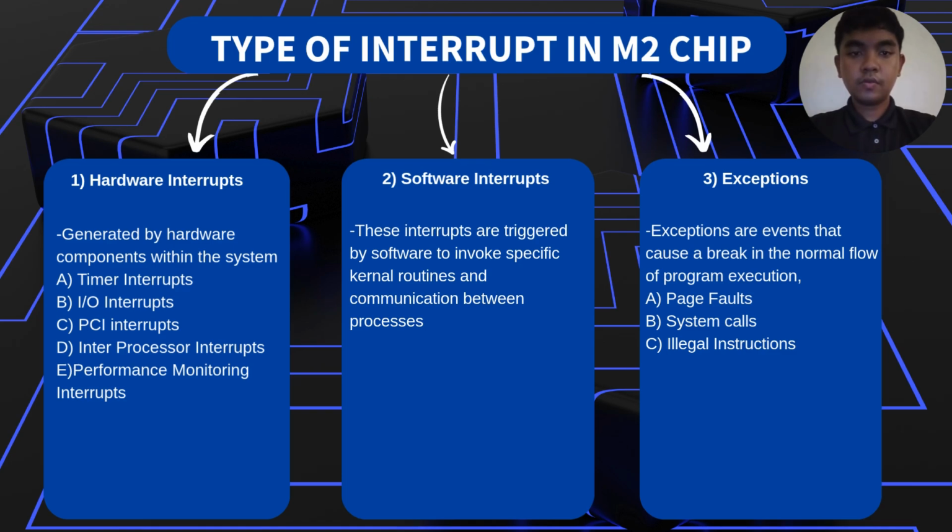Second, software interrupts. These interrupts are triggered by software to invoke specific kernel routines and communication between processors. And the third, exception. Exceptions are events that cause a break in the normal flow of program execution. For example, page faults, system calls, and illegal instruction.